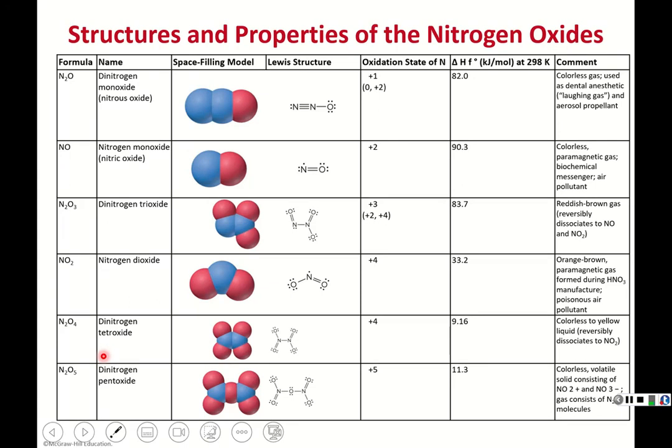Okay, so here is just a structure of the 6 stable oxides that nitrogen can form, with some properties if you're interested. And the oxidation states are listed.